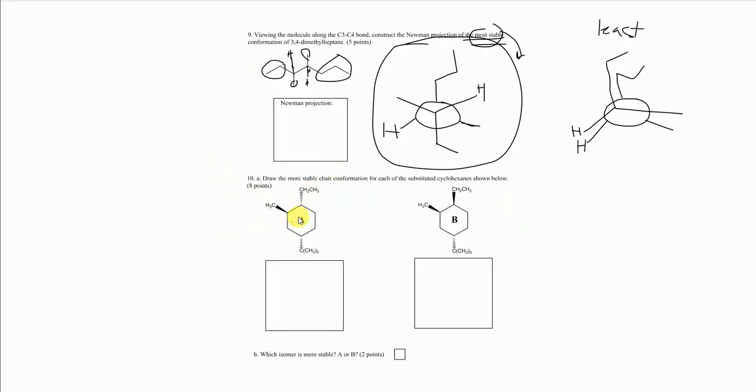Now let's do this problem. Draw the more stable chair conformation for each of the substituted cyclohexanes shown below. So she gives you 2 of them, and then at the end, she says which one of these 2 is more stable than the other, okay? Which is something that you can compare. They also have the same groups, they're just different wedges and dashes, so it's very comparable. All right, so what does this look like?